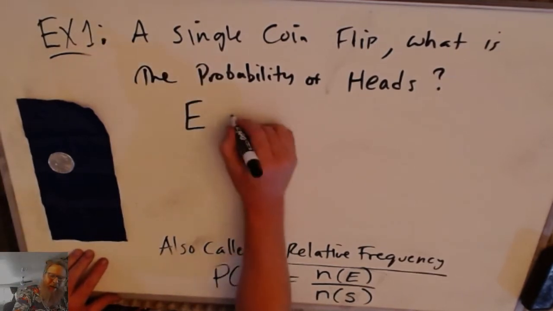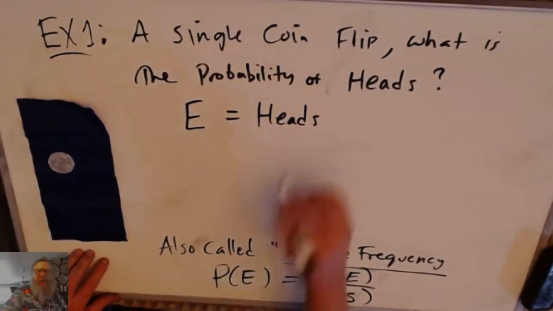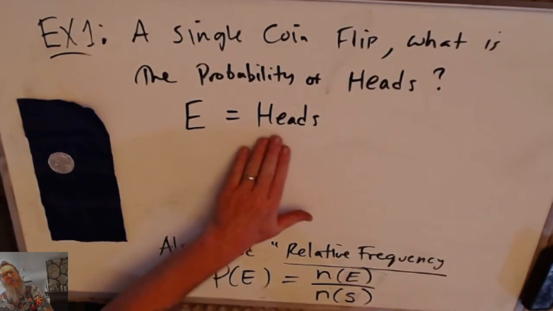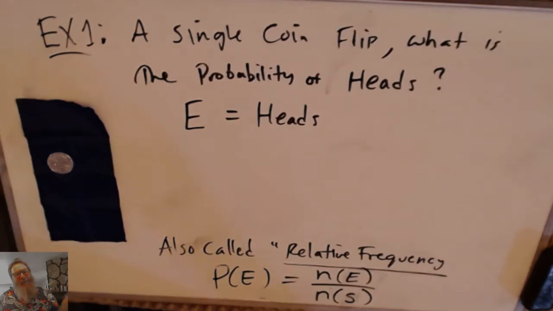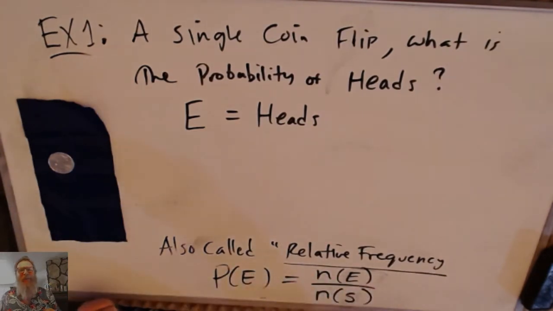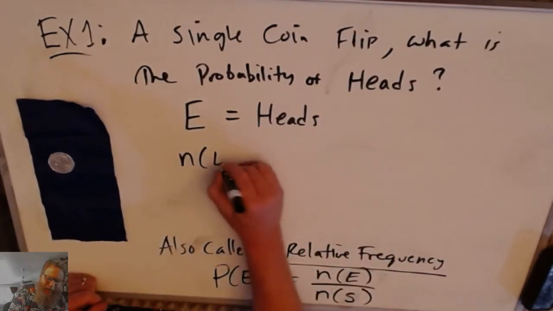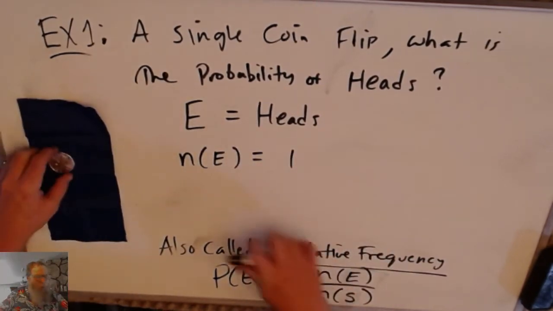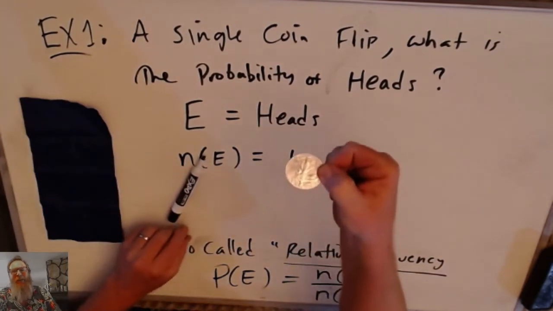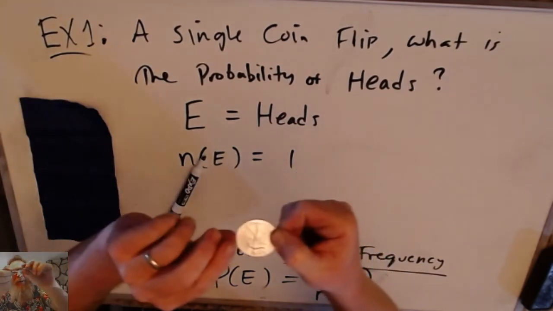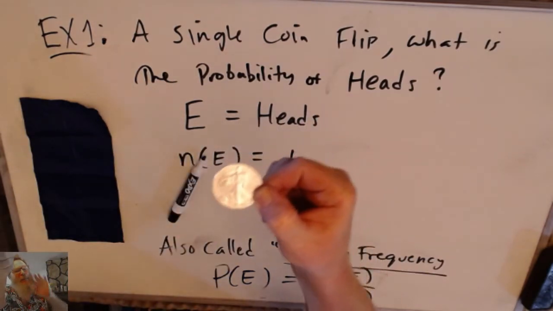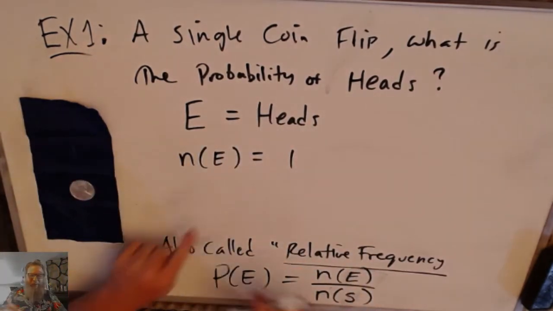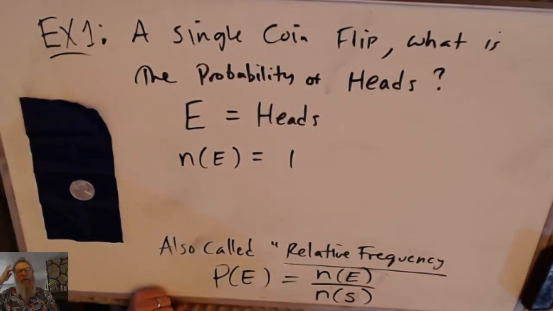Okay, so our event is heads. This is what I meant earlier. Sometimes we just use the letter H instead of the letter E, but I want to show you the formula, so I'm going to say E. And so the size of E: there is only one head on the coin. There's only one head on the coin. Yeah, there it is. Maybe I should show it right side up so you can see it. So there's the head. There's only one possible outcome that's a head.